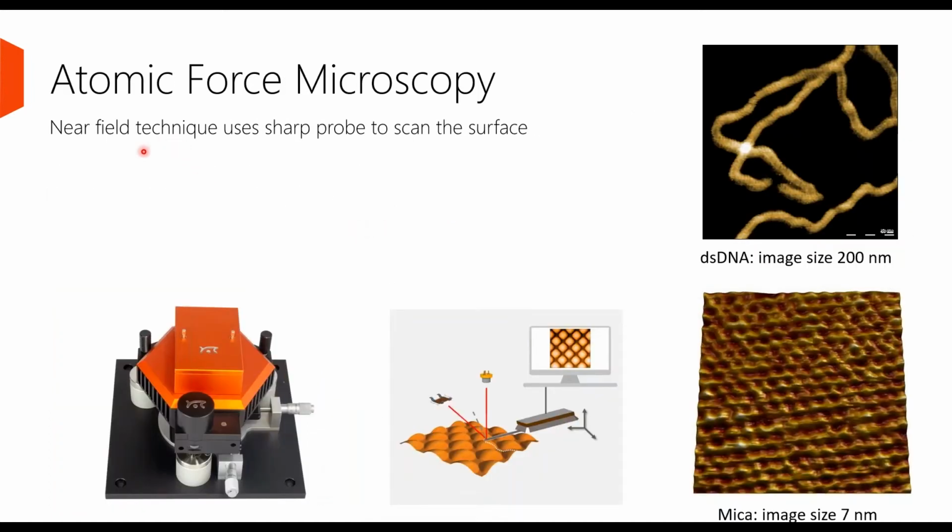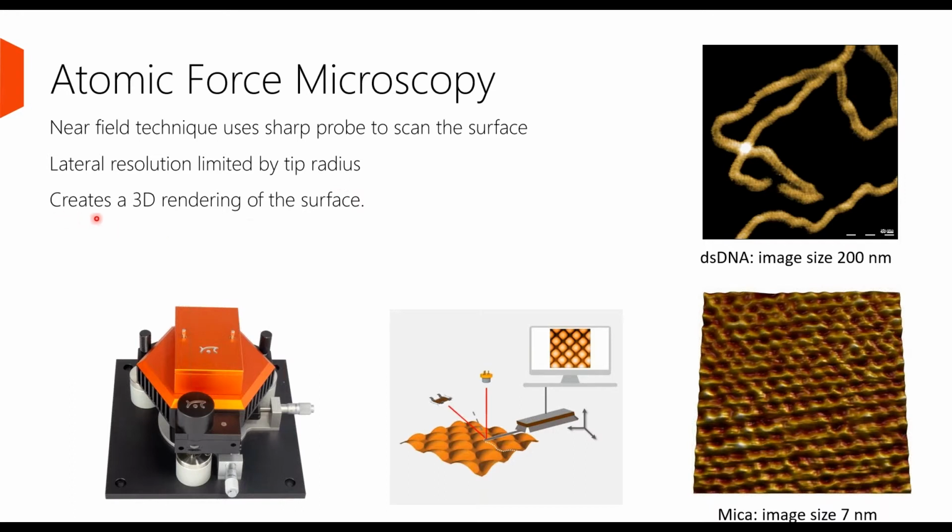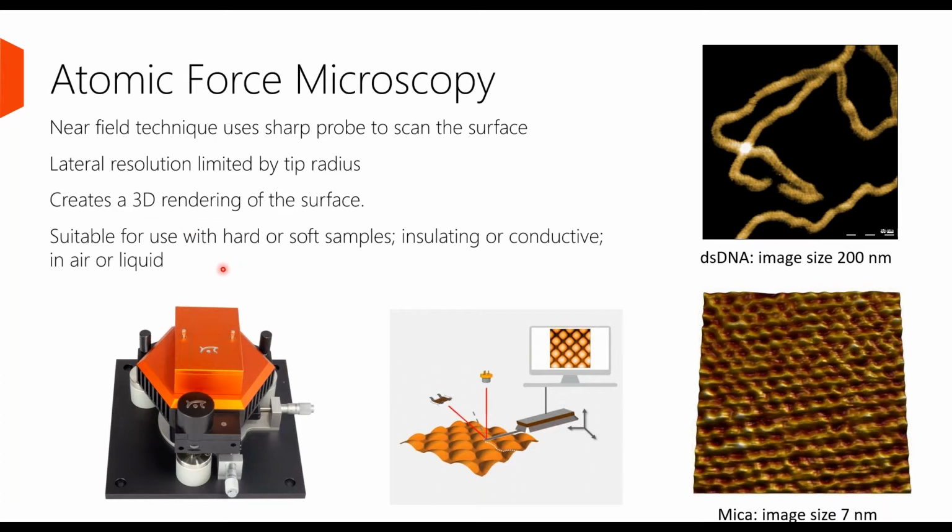So atomic force microscopy is a near-field technique. We use a sharp probe to scan the surface. What that means is the resolution is just limited by the tip radius. So if you have a 2 nanometer tip, your XY resolution is 2 nanometers. We can also measure the Z axis, so we can create a 3D rendering of the surface. It's suitable for hard or soft samples, insulating or conductive, air or liquid. So you have a lot more range of types of samples that you can image.